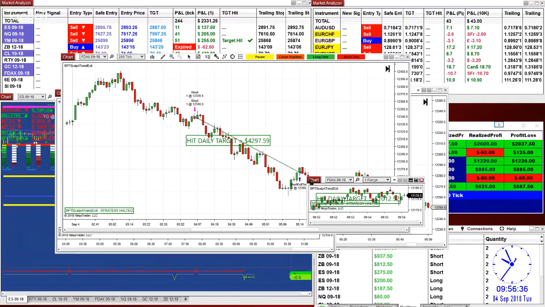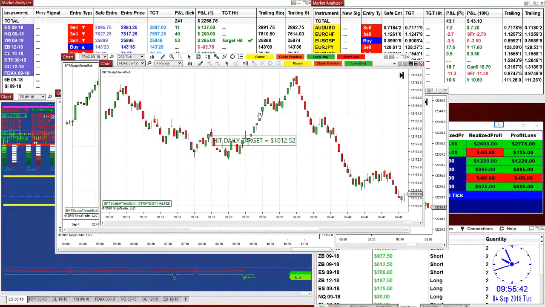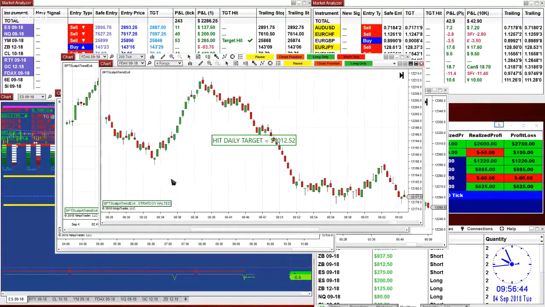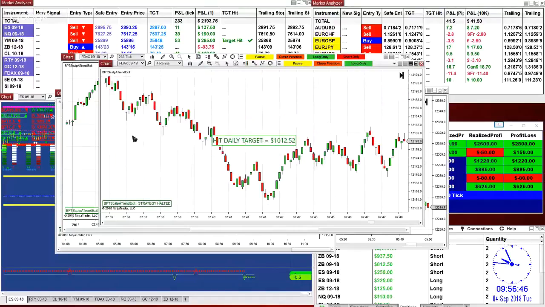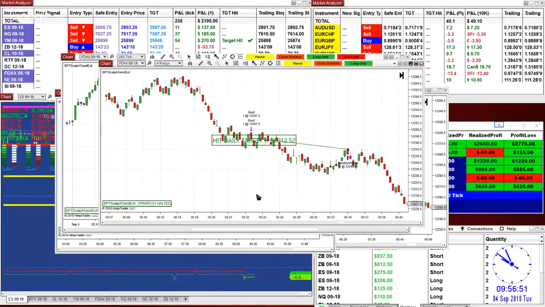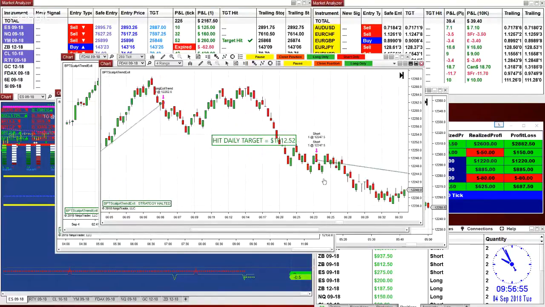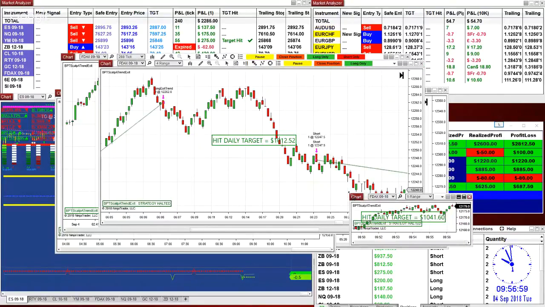On the 4 range on the DAX today, let me see what happened on the 4 range. One trade, no, actually 2 trades on the DAX 4 range, 1012, and the same story on the 5 range.